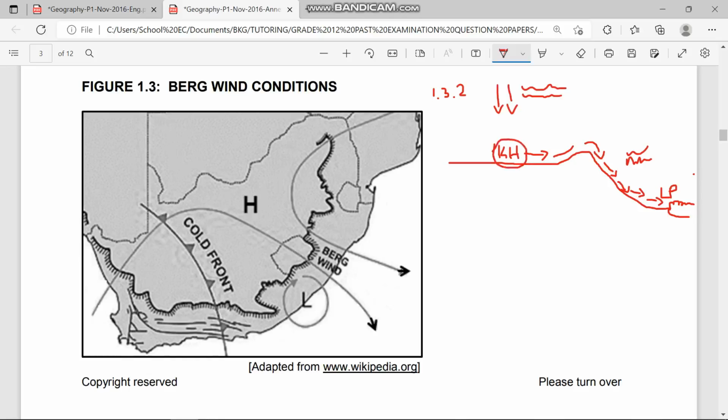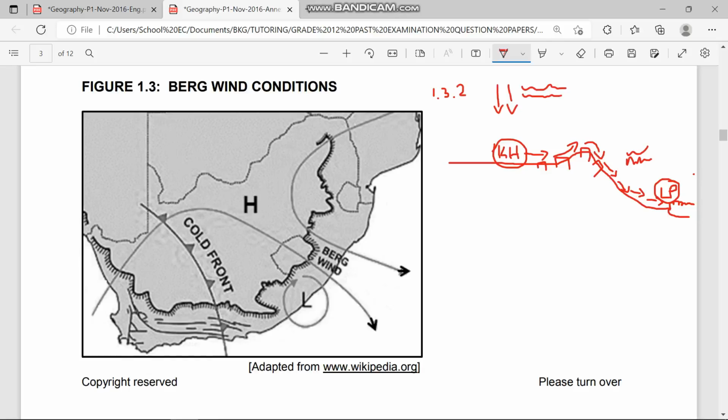Your coastal low pressure is there along the coast, and also these arrows are showing the movement of the air from west to east. These are moving eastwards, affecting people that are living in these areas. These people are fully affected by these berg winds, mostly people living in the interior of South Africa.